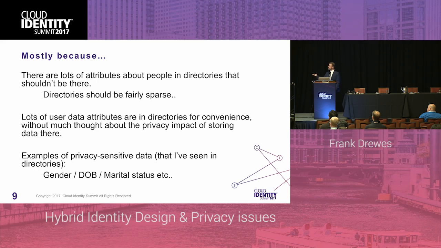Some examples of information that I've seen in directories are people's gender, dates of birth, marital status, home addresses, home phone numbers. This is absolutely not the sort of stuff that you should have in your directory, but you see it out there a lot. In fact, there was a situation at one company where we were trying to figure out some performance problems.